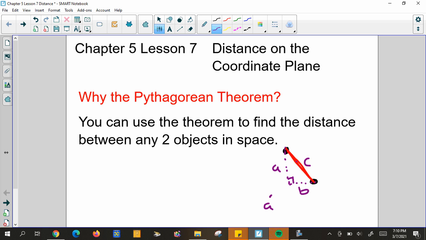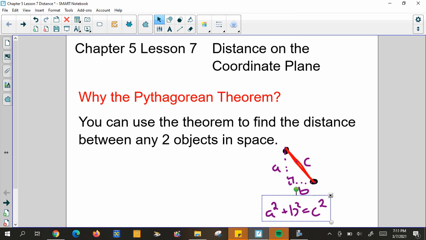We have an equation that goes with that, and we've used this to help us find what one of the missing lengths is. We've used our equation, the Pythagorean theorem, to find A, or to find B, or to find C. And we're going to use that to actually find the distance between points on our coordinate plane.